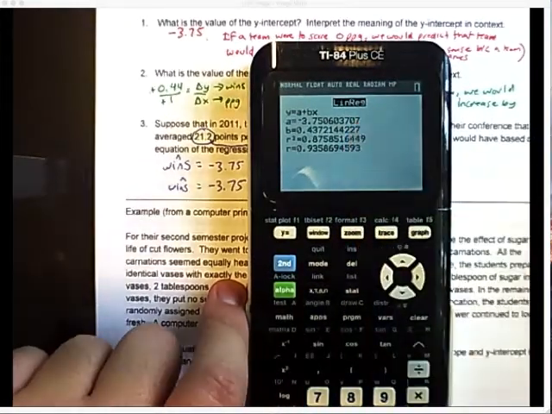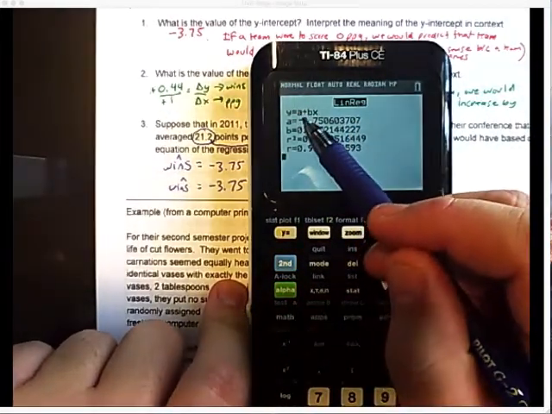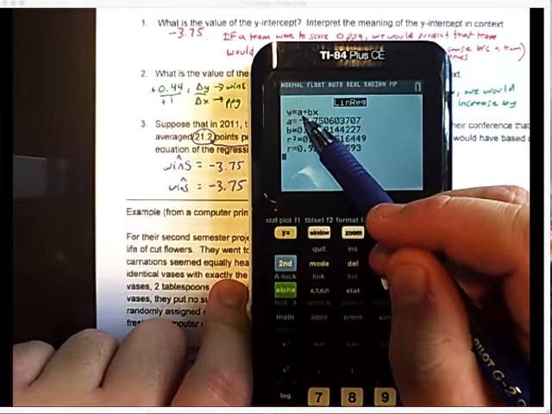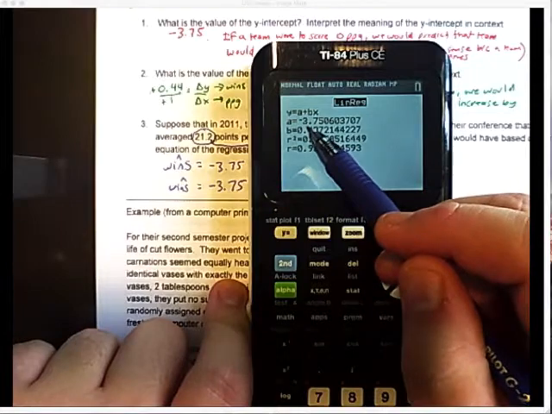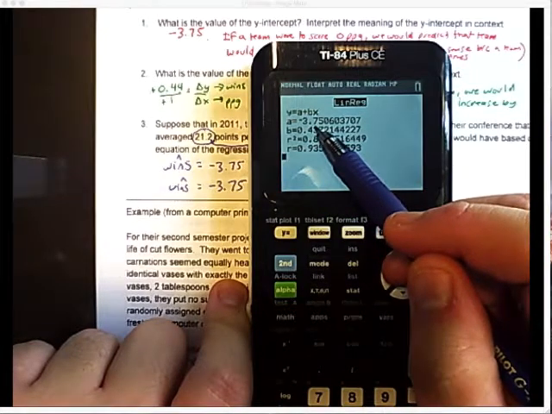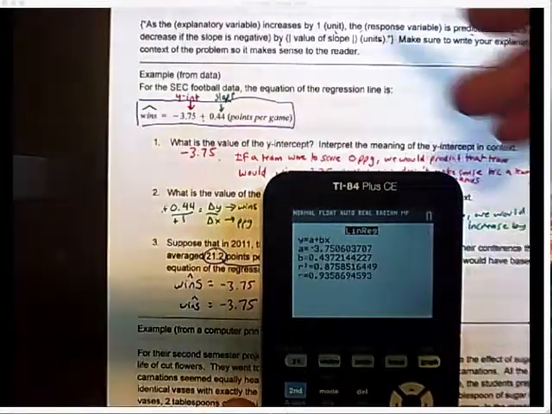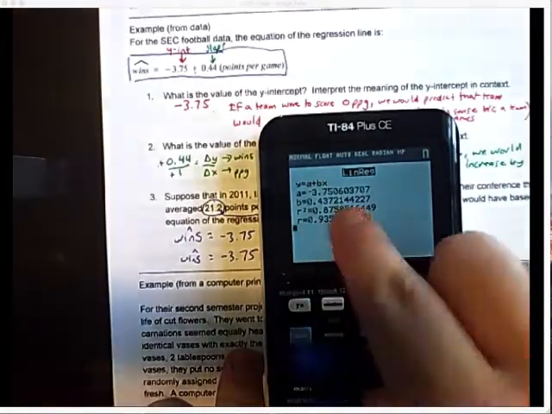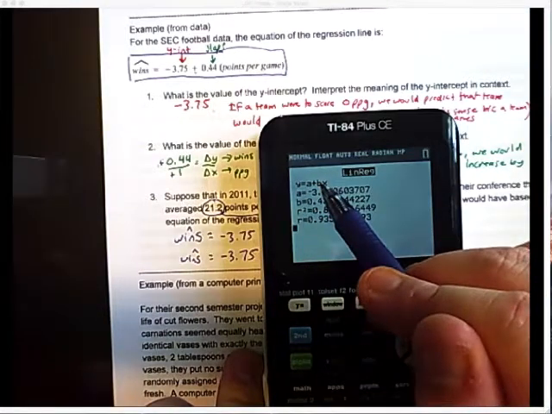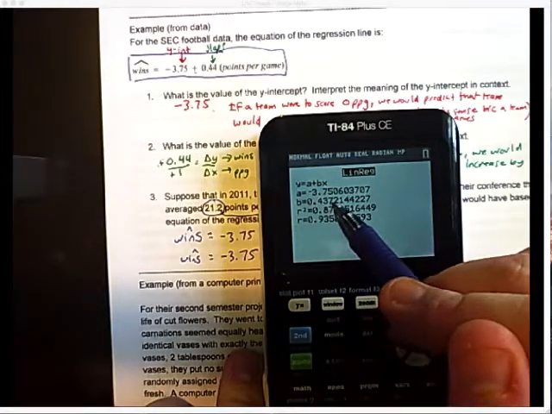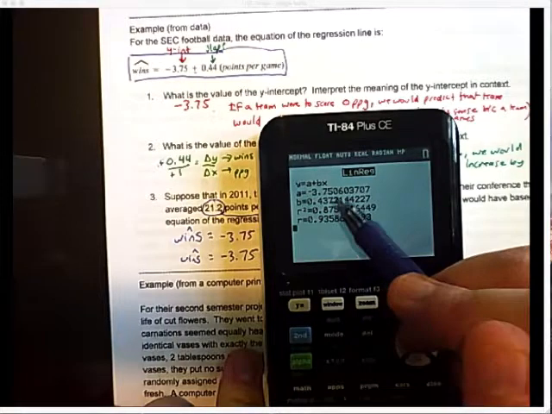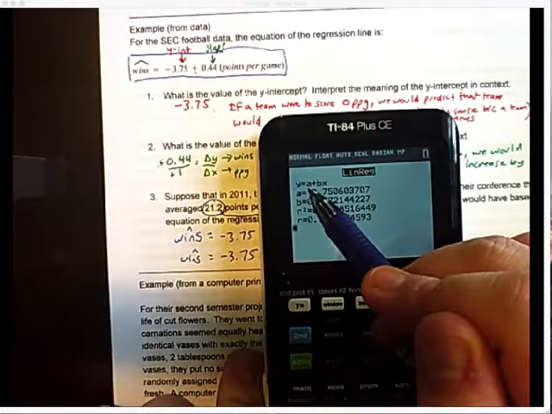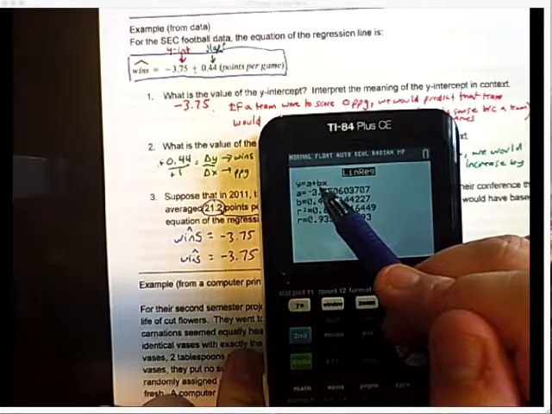Okay, so what it does here, this wizard tells you A. They call it A, the y-intercept, instead of B0. They tell you the value of that is negative 3.75. What do you notice right here? Negative 3.75 plus 0.44. The B here would be the slope. So you look at the B, 0.44. That's how I get the y-intercept, which the calculator's calling A, and the slope, which the calculator's calling B.